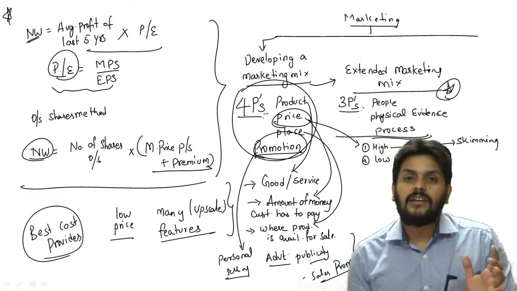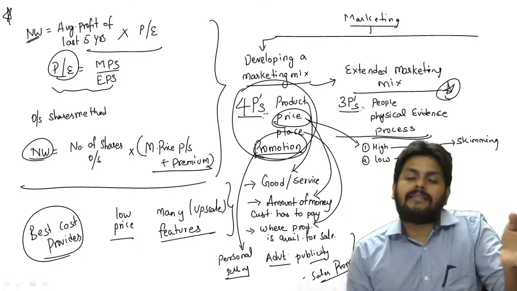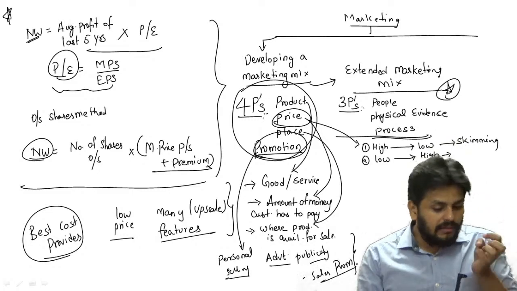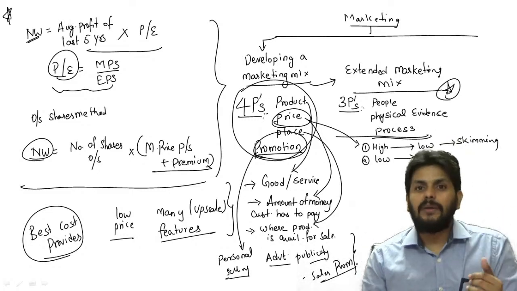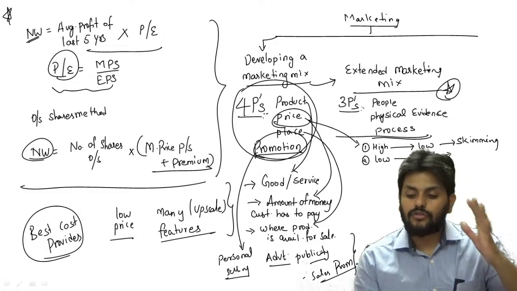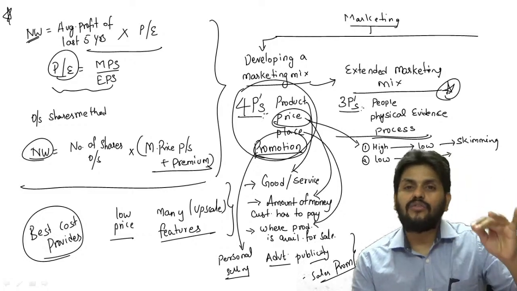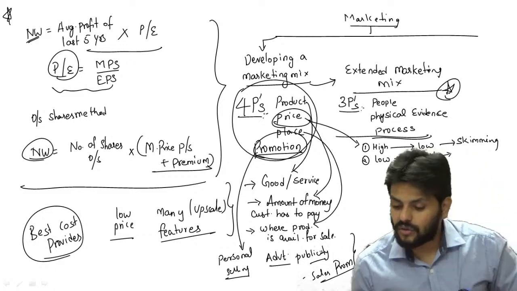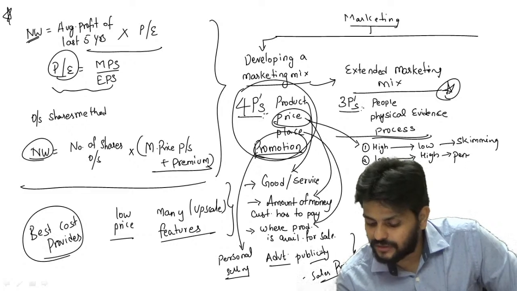While the other strategy is very simple. Enter the market at a very low price. Attract people. Get people used to your product. And once they are used to your product, slowly increase the price, and still they will buy. That is called penetration pricing.